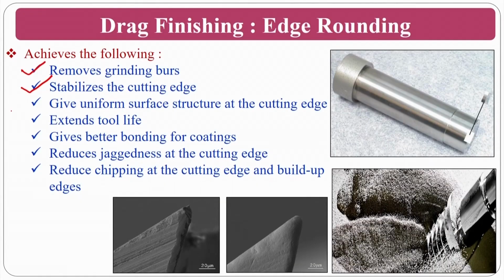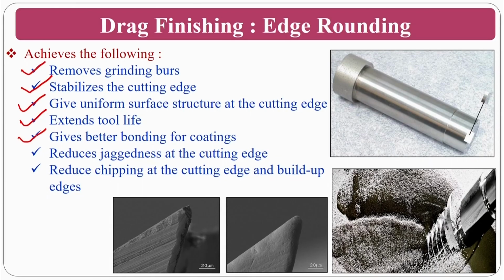It gives a uniform surface structure at the cutting edge and extends tool life, because if your nose radius or the cutting edge radius is slightly higher, what will happen? The area of contact with respect to the workpiece will be very high, so you will have good life, but there may be a chance of vibrations. That is a drawback of it.